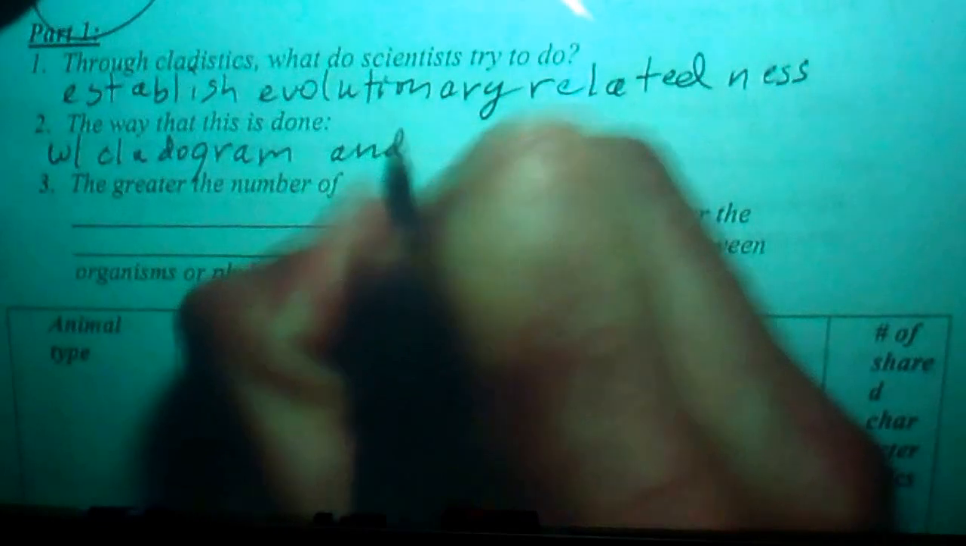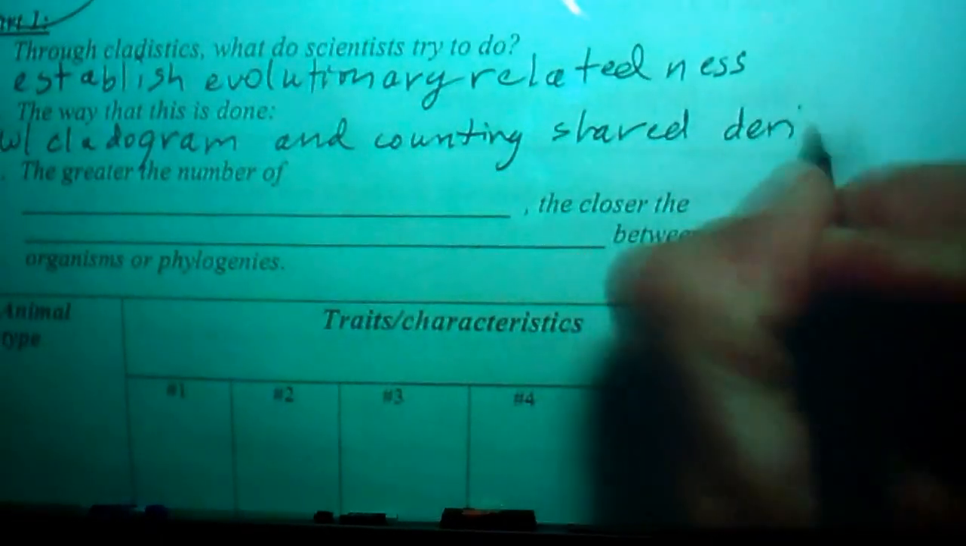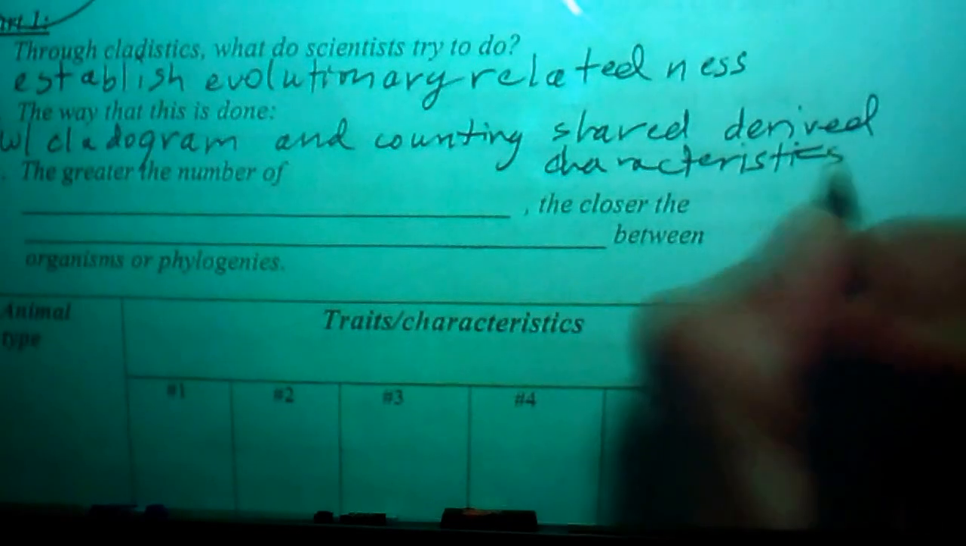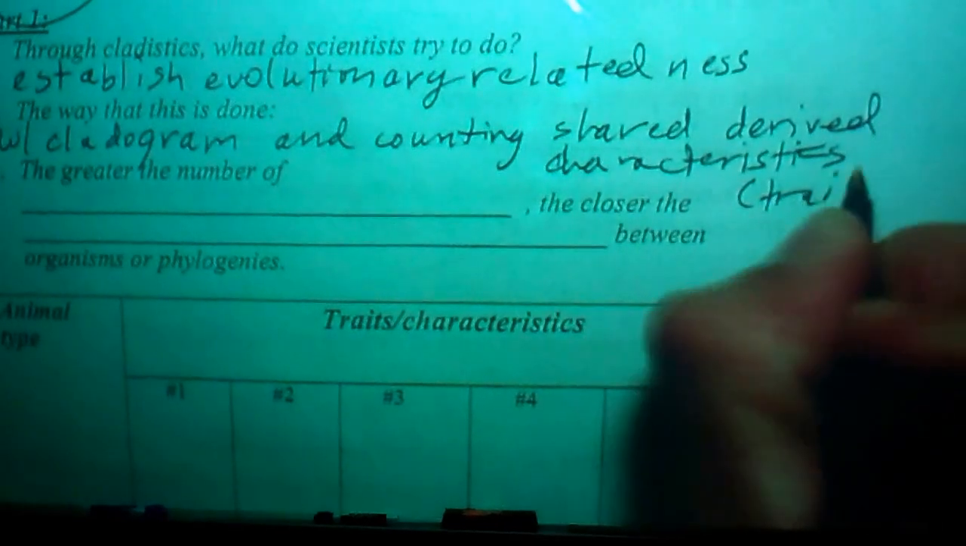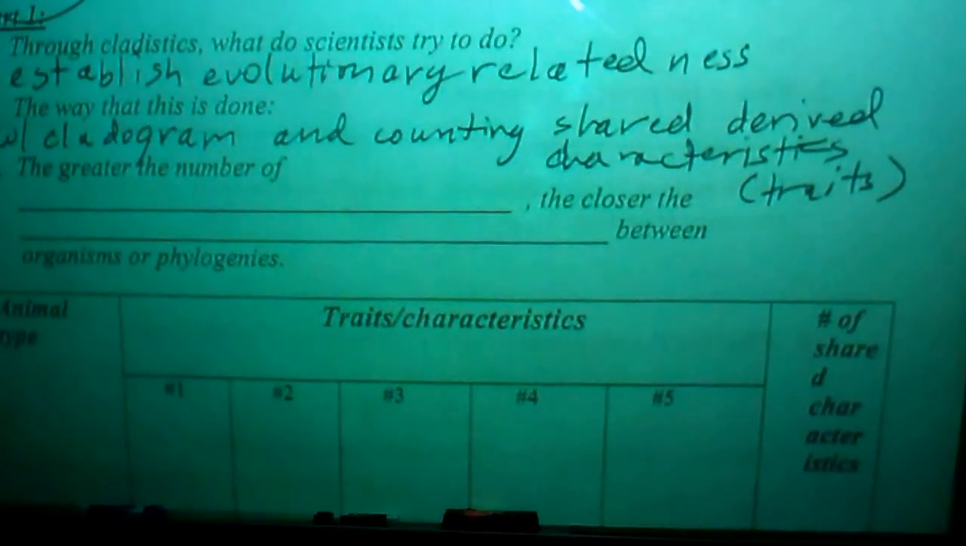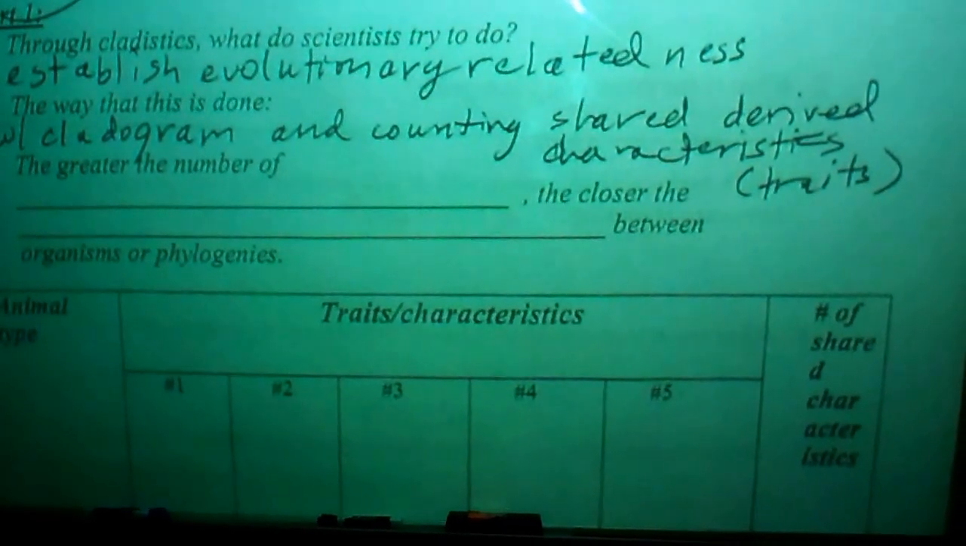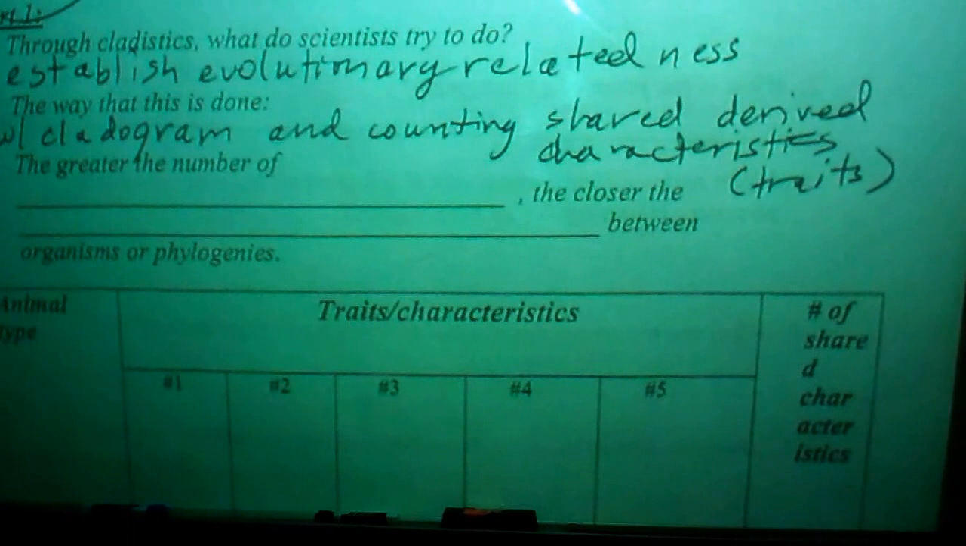and counting shared derived characteristics. We'll also put that down in parentheses, traits, because you can refer to them either way. So shared meaning we both have it, derived meaning it came from the same place, and characteristic or trait is just some sort of common feature that we have.